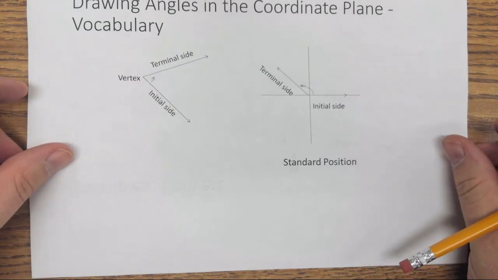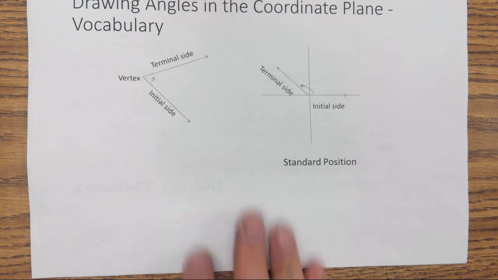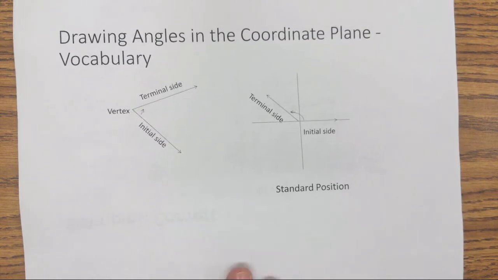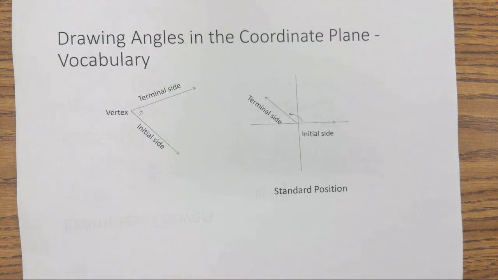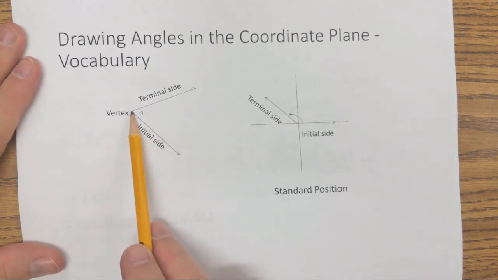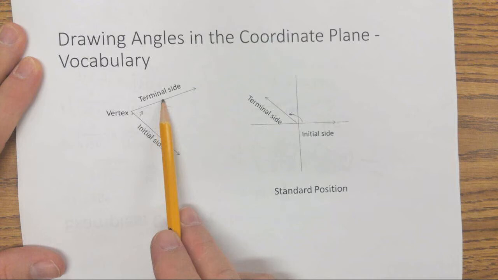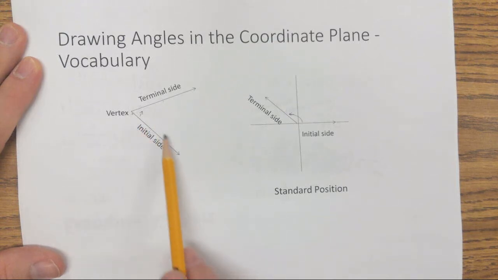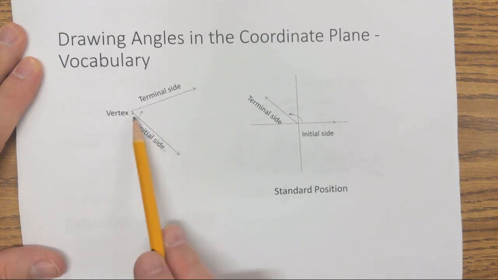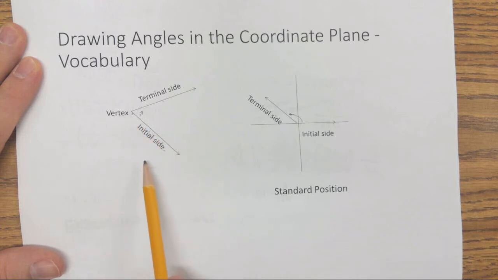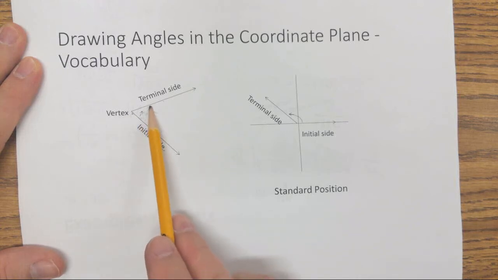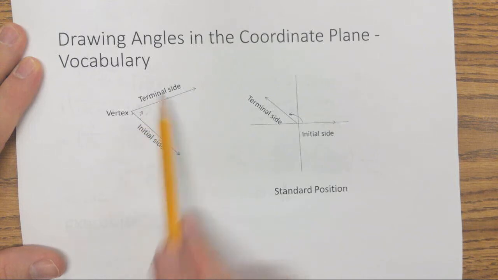Here's a little bit of new vocabulary for you when we're talking about angles in the coordinate plane. Here's our angle. Here's the vertex of our angle. This is called the initial side. This is called the terminal side. Essentially, the initial side is our starting point, or starting ray, however you want to think about it. And we're going to the end of the angle, which is the terminal side.